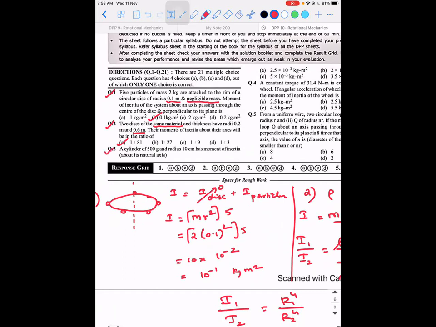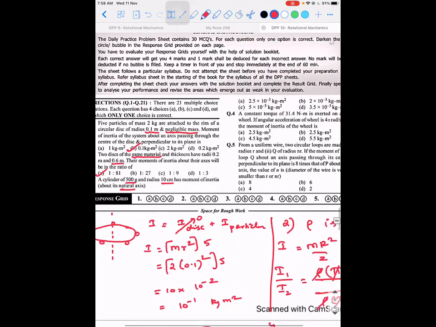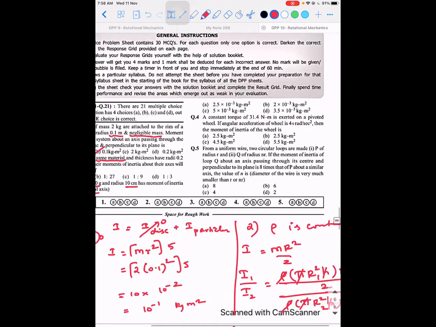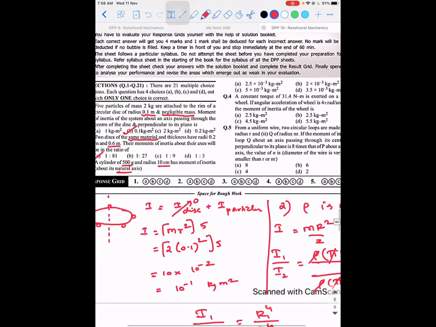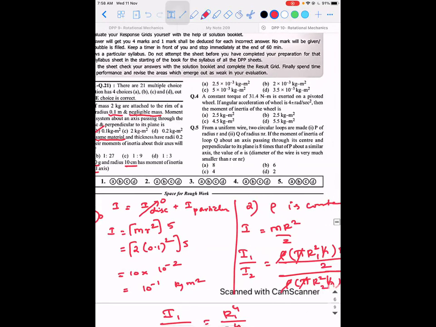Third. There is a cylinder of mass 500 grams and radius 10 centimeter, has moment of inertia about its natural axis. So what is the moment of inertia about its natural axis? It is mr square divided by 2. By substituting the formula, you will get the answer. So this part I'm not doing.